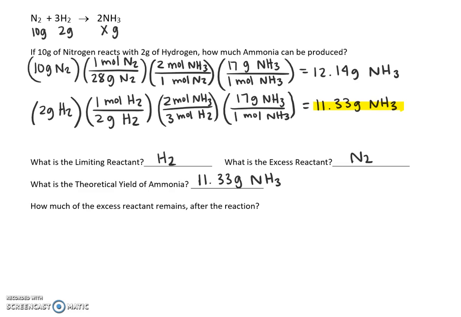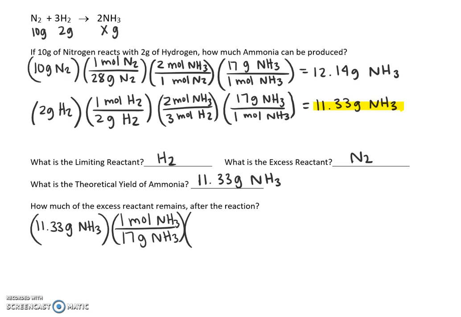The next part asks us how much of the excess reactant remains after the reaction. In order to solve this, we take our theoretical yield, 11.33 grams of NH3, and I want to know how much excess reactant it takes to produce that. So I'm going to go from my theoretical yield to my excess reactant. We already calculated the molar mass of NH3: 17 grams of NH3 is the mass of 1 mole of NH3. Once I'm in moles, I can get into moles of another thing.